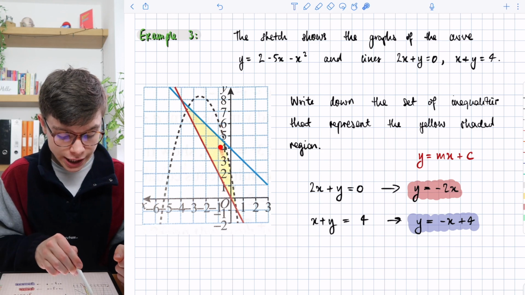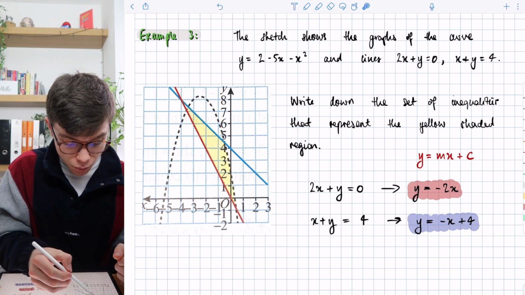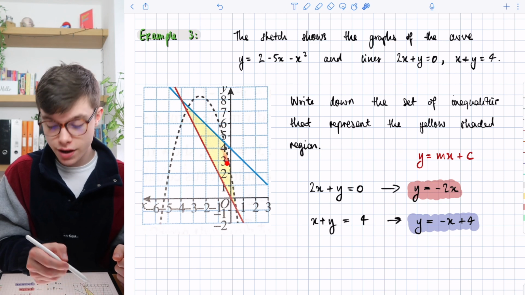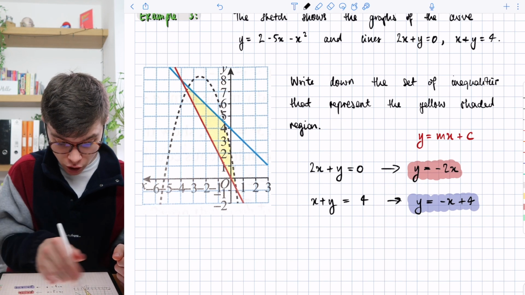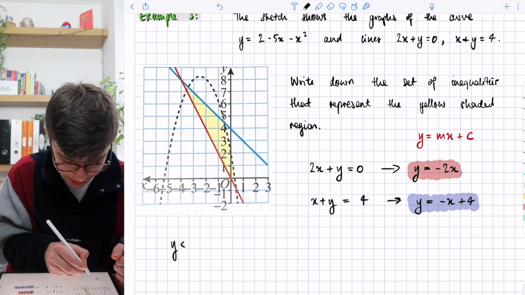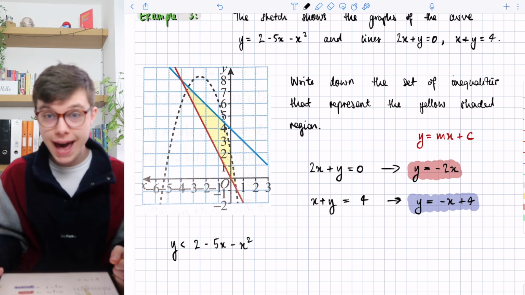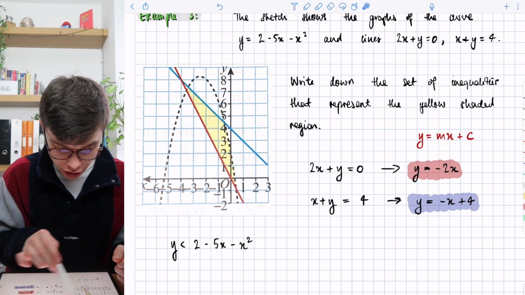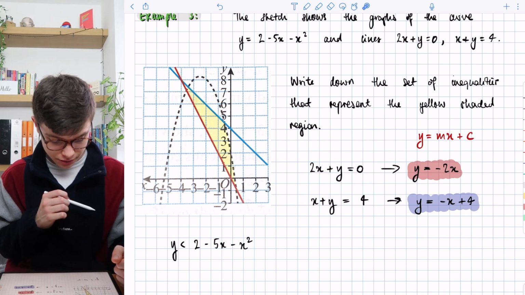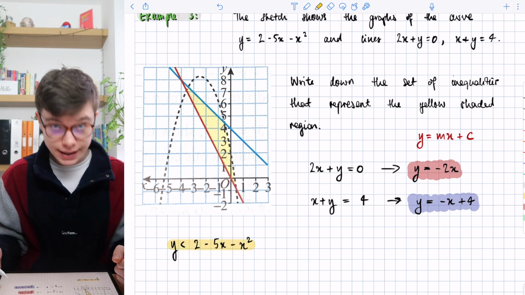And it's a dashed line, so we're not going to have an equals on our inequality. Now we can see this yellow region is below this dashed curve. And so the inequality for the quadratic is going to be y is less than 2 minus 5x minus x squared. Okay, in the yellow region we are below the quadratic, so we need to be less than. Okay, so that's one inequality. I'll highlight it in yellow.